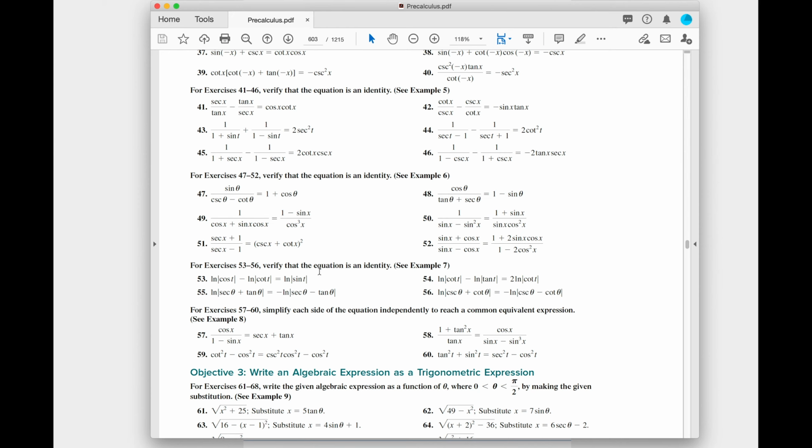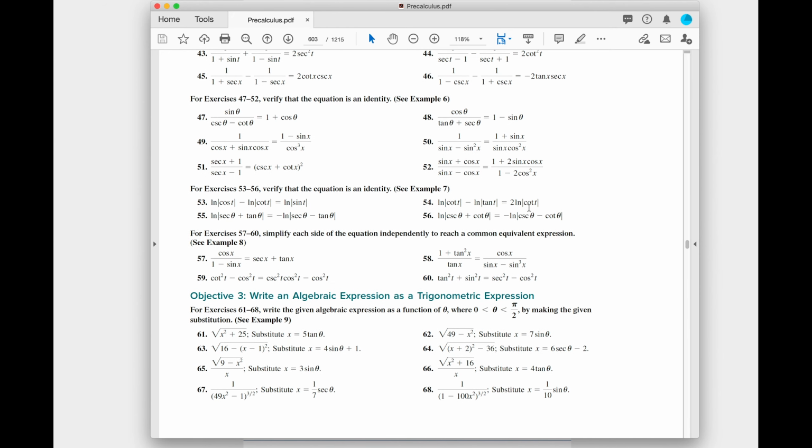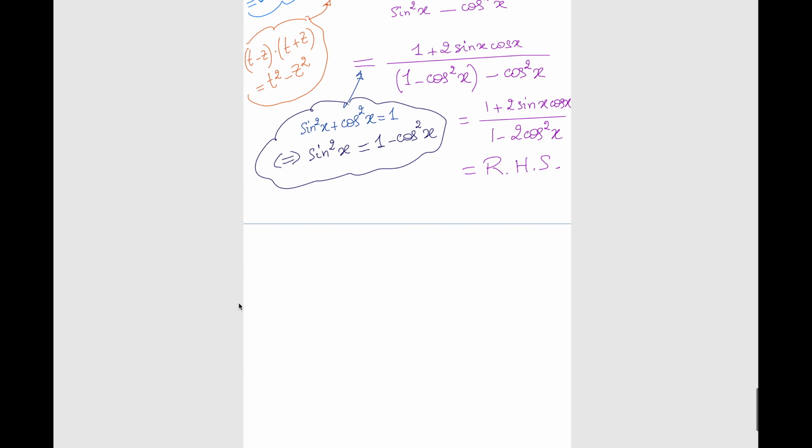All right, let's move on to the next group. How about one of these? How about 56? So you want to show ln of the absolute value of cosecant of theta plus cotangent of theta is equal to minus ln of cosecant of theta minus cotangent of theta. So this is 56.